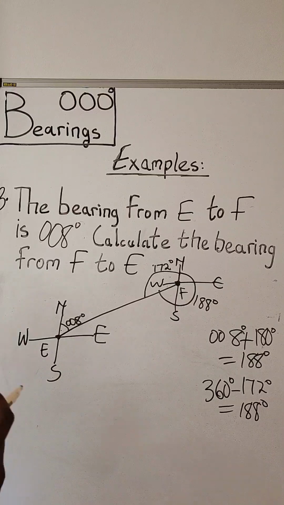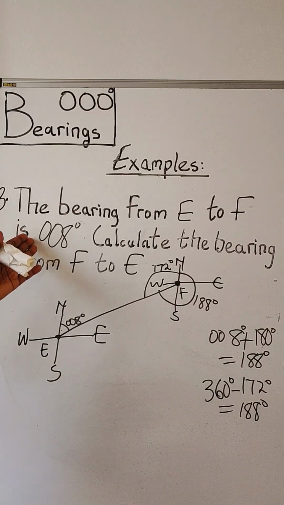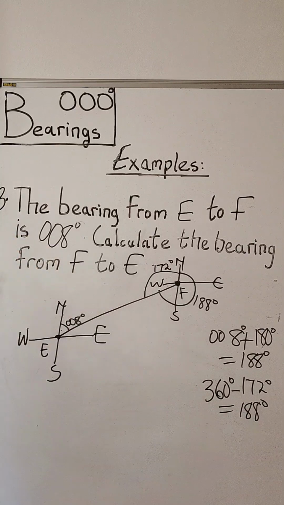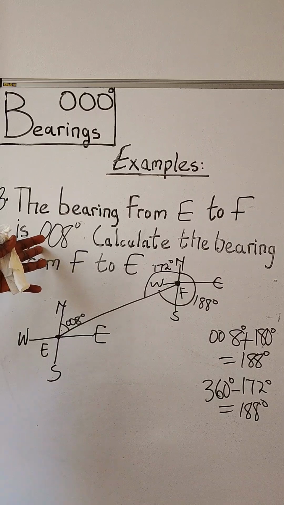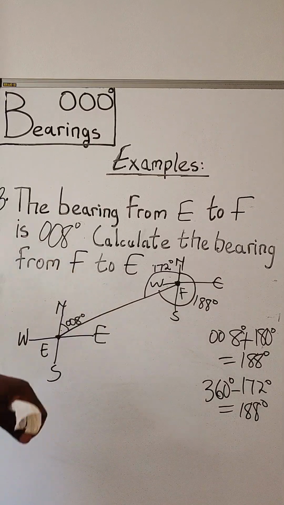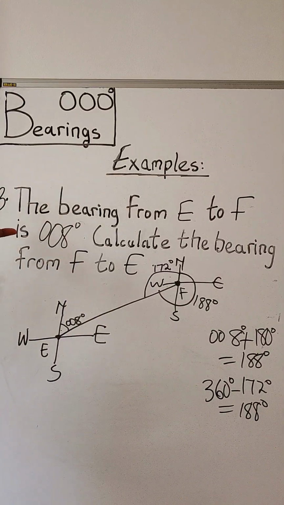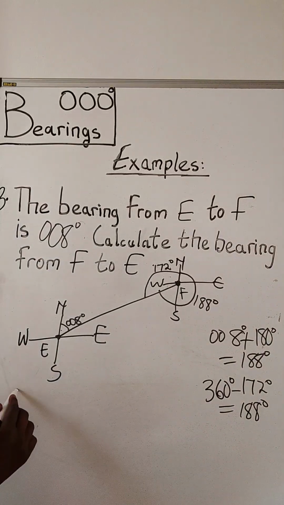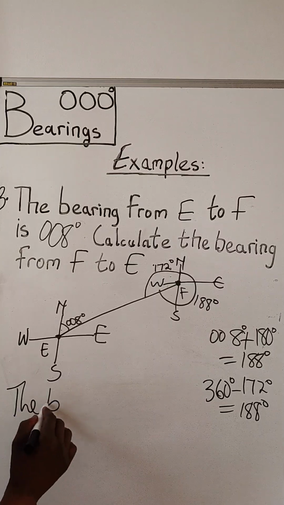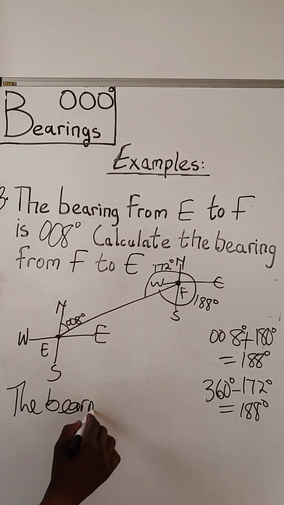The bearing from E to F is 8 degrees. Calculate the bearing from F to E. So if what you got initially is less than 180 degrees, add 180 degrees to get the opposite bearing. If it's more than 180 degrees, subtract 180 degrees from it, the remainder is your opposite bearing. That's just it.